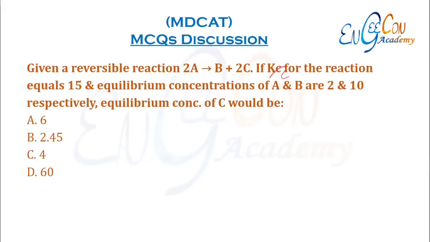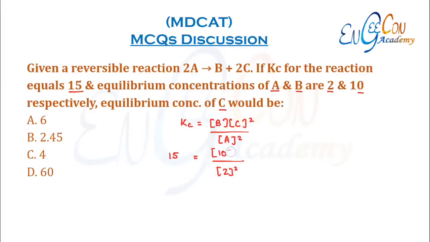Given a reversible reaction, if Kc for the reaction equals 15 and the equilibrium concentrations of A and B are 2 and 10, the equilibrium concentration of C would be. So we write Kc is equal to B into C square divided by A square. So Kc is equal to 15. Concentration of A at equilibrium is 2, so we take 2 square here. Concentration of B at equilibrium is 10, so C is unknown.